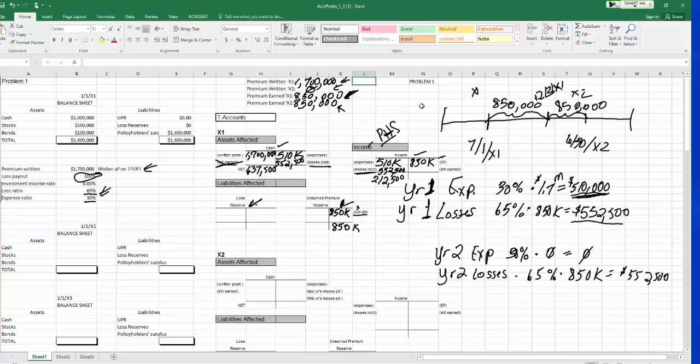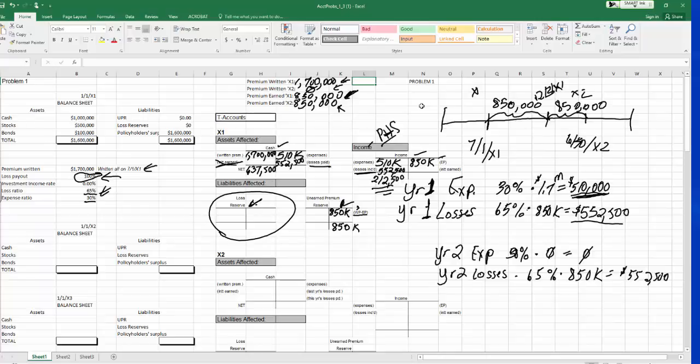So right away you can see how an insurance company that's growing actually looks like they're losing money because this $212,500 is a negative. This company is actually growing by writing premium, but temporarily it will look like it's losing money. The loss reserve is not touched in this problem because of this 100% loss payout, but in subsequent problems you will have a loss reserve.